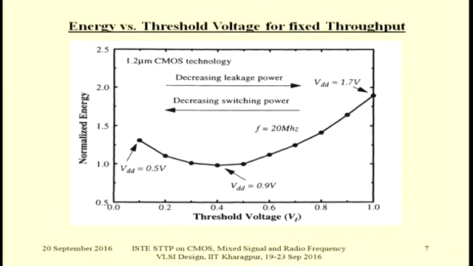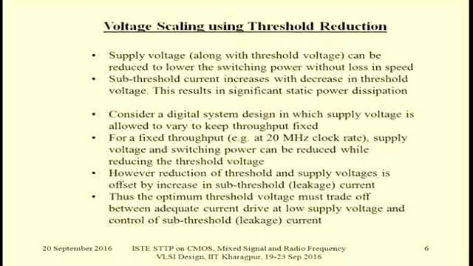So again, this calls for a trade-off. That means how much switching power we have to bear, and at the same time leakage power also should not be much. Basically, there comes the question: optimum threshold voltage must trade off between adequate current drive at low supply voltage.